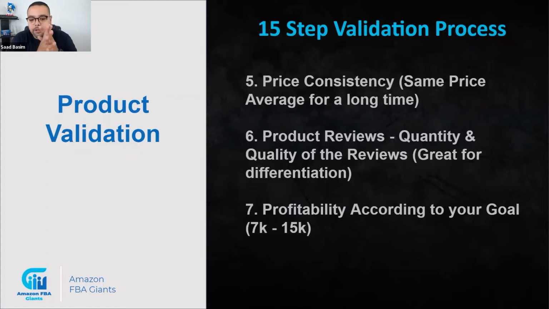Number 7, profitability according to your goal. Here, I didn't put a specific profit. You need to make sure the product is profitable when you source it, and that gets to our price consistency. You want to make sure the price you're selling the product at, versus how much you source it for plus Amazon fees and everything, is profitable.